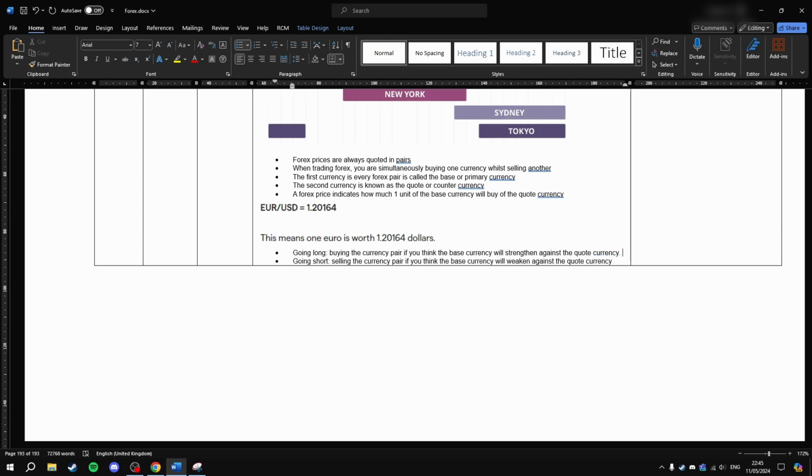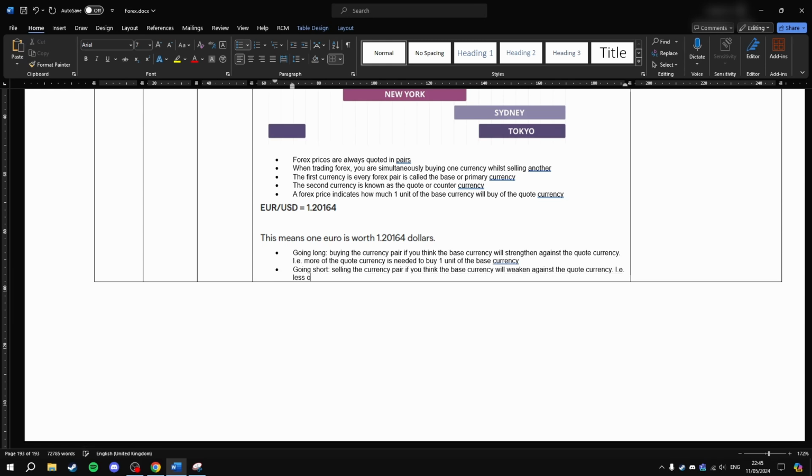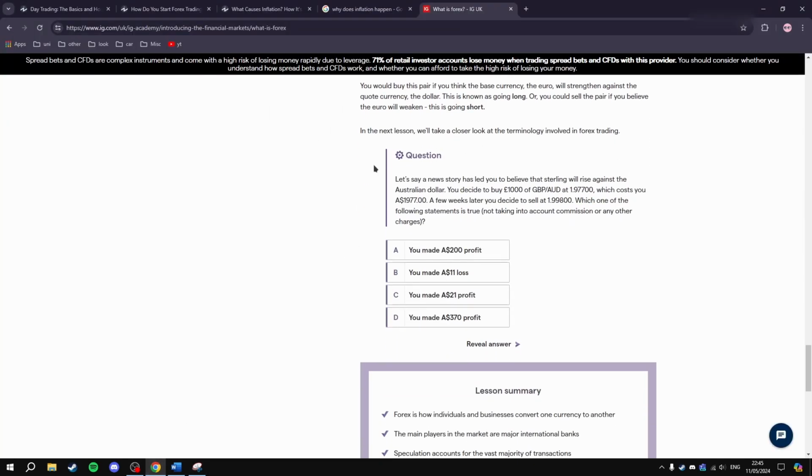Let me just write, so, i.e. more of the quote currency is needed to buy 1 unit of the base currency, i.e. less of the quote currency is needed to buy 1 unit of the base currency. In the next lesson, we'll take a closer look at the terminology involved in Forex trading.